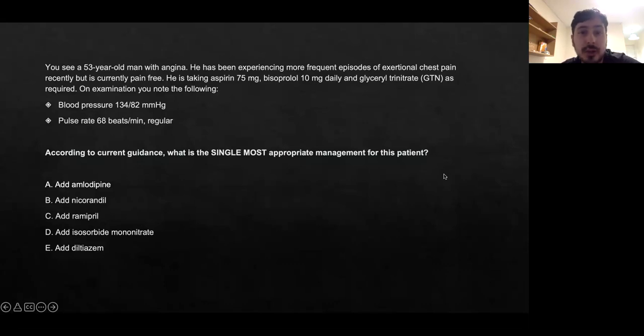So we're moving on to the other one we discussed, the other main common condition in cardiology, and that's stable angina. So you see a 53-year-old man with angina. He's had more episodes of exertional chest pain, but right now is pain-free. He's taken aspirin, bisoprolol, GTN, and his blood pressure is 134 over 82. His pulse rate is 68 and regular. What medication should we start in this patient?